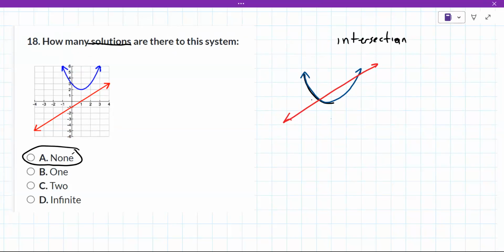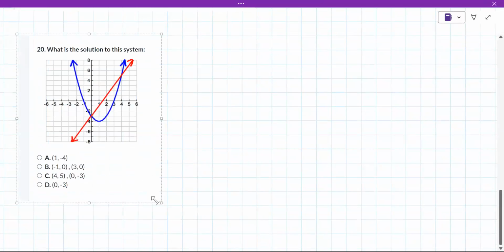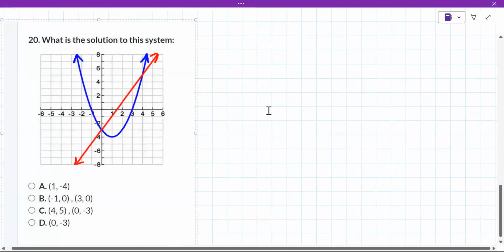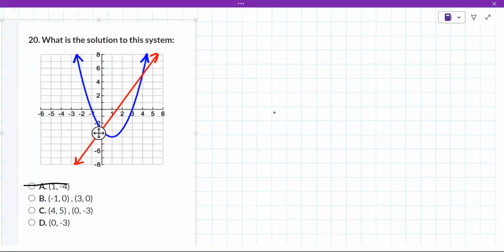So let's look at 20 next. We're skipping 19. We're going to come back to 19. We're going to 20 because it's similar to the one we just did. This time it is intersecting. So what are the 2 ordered pairs where they intersect? And that also tells you A and D are out because those are only one set of ordered pairs.